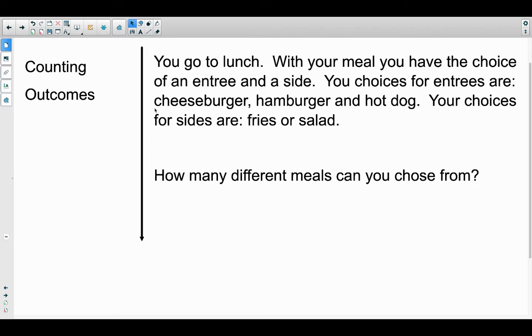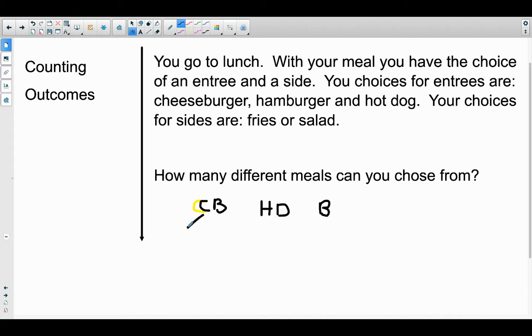like a tree diagram. So I could go, okay, so for my entrees, I could have a cheeseburger. Oops, I don't want a yellow pen. Yellow is terrible to read. Cheeseburger. I could have a hot dog. And I could have just a regular hamburger. I'll just put a B for burger. So cheeseburger, hot dog, burger.